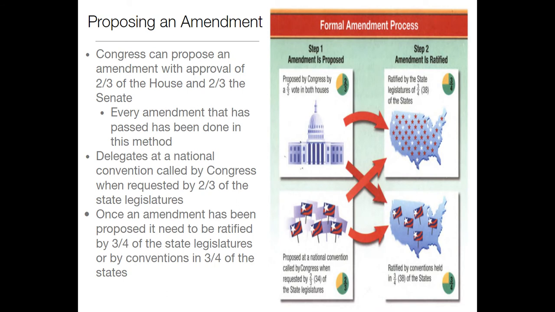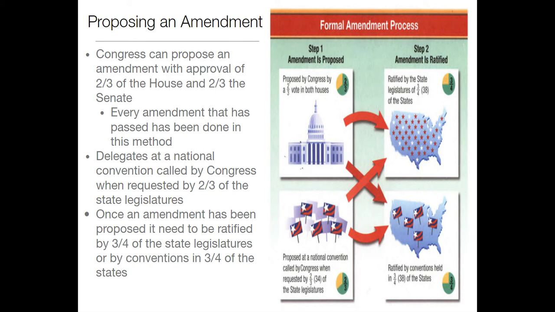So proposing an amendment. Congress can propose an amendment with the approval of 2/3 of the House and 2/3 of the Senate. Every amendment that has passed has been done by this method. Or delegates at a national convention called by Congress when requested by 2/3 of the state legislatures. So the proposing of an amendment needs to have 2/3, which is about 67%. So it's not just a simple majority. A simple majority is more than 50%.